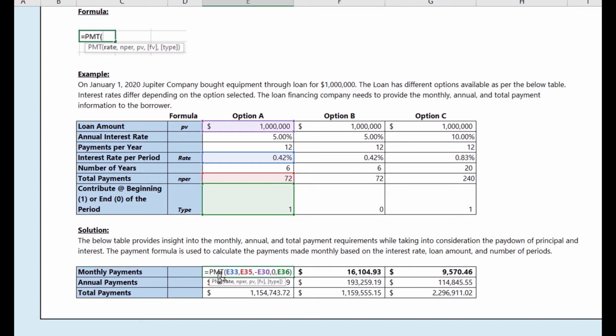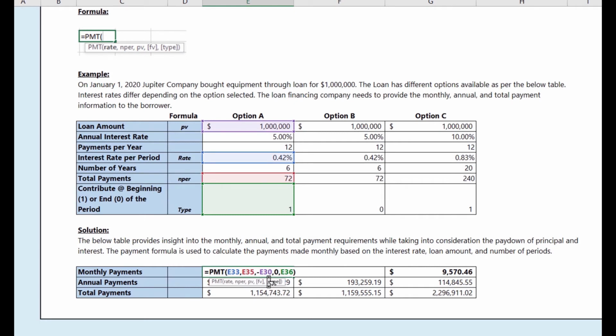So based on that information, when we press enter, we can see that the total payments per month is $16,038.11. If we multiply that by 12, we get $192,457.29. And then if we take that annual number and multiply it by 6, we get $1,154,743.72. So that's the total amount of payments that need to be made over the life of the loan.